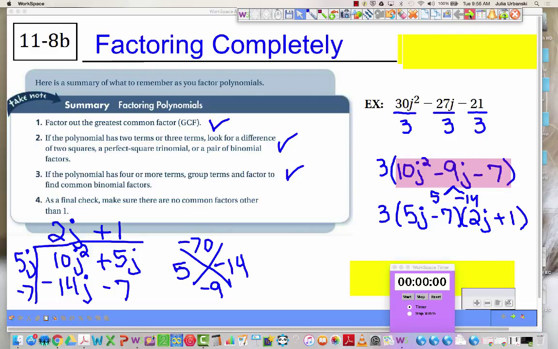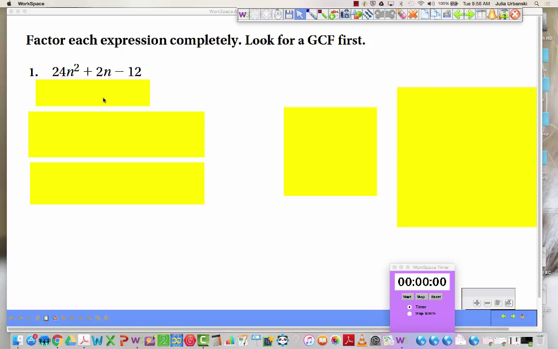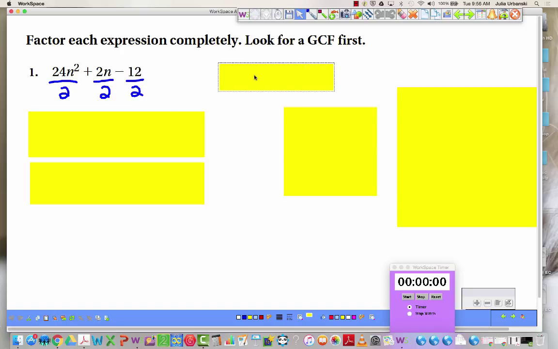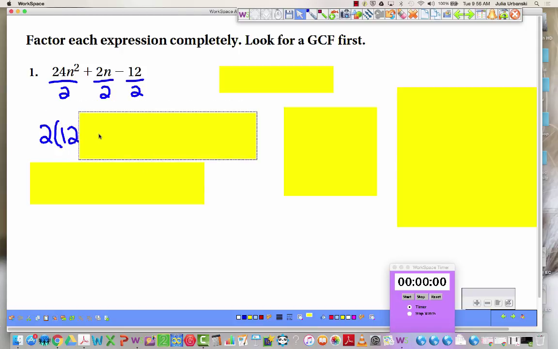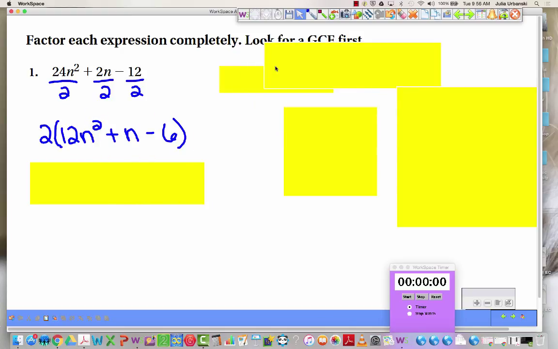All right, so look at number 1. What does number 1 have in common? A 2. Divide everything by 2. Then you have to put a 2 in the front. That is part of your answer. It's just the part that's done already. So you have to write what you're left with. What are you left with? 12x squared, or n squared? 6n? Oh, sorry, the n and then the minus 6.